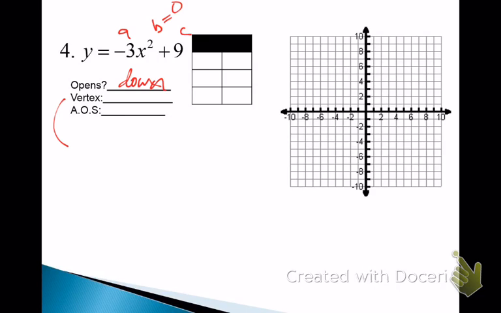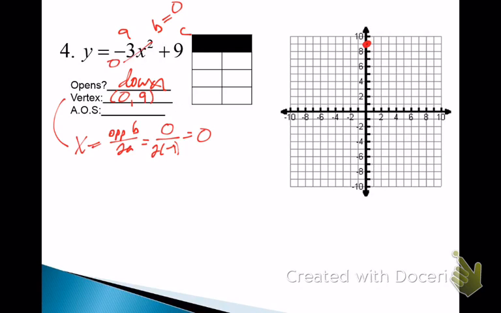And I'm going to go find the vertex. Going to find the x-coordinate by doing opposite B over 2A. Well, this is just 0, so it really doesn't matter what A is because 0 divided by anything is just 0. So the vertex is going to be at (0, comma). Well, if I plug in 0 for x, this is 0. 0 plus 9 is 9. So we go over and we plot (0, 9).